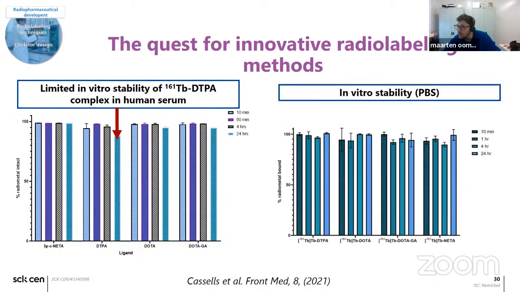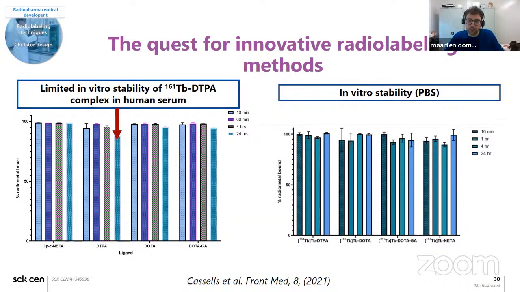We did the same in PBS, where there was a bit higher stability, but of course there are not that many metals present in there. So judging by that, DTPA is already not really the chelator we want to work with. Now, of course, this is all in an in vitro setting, and it's all very artificial.